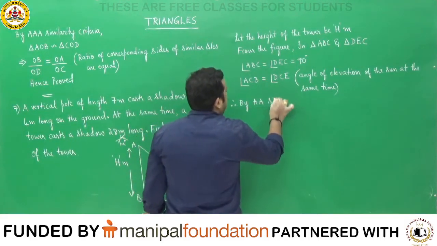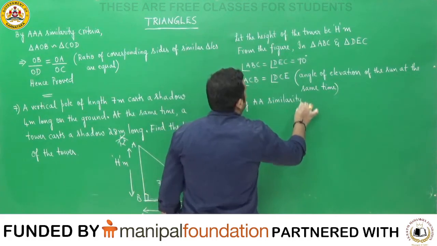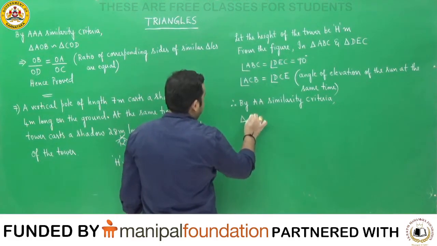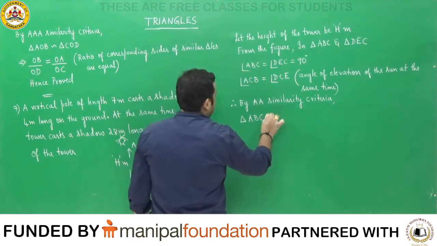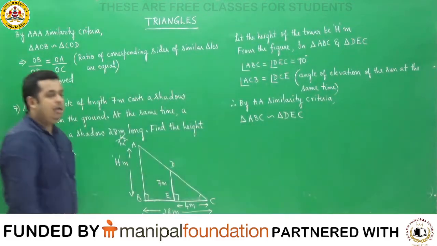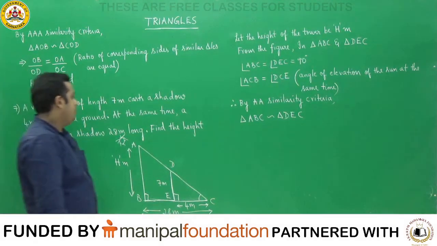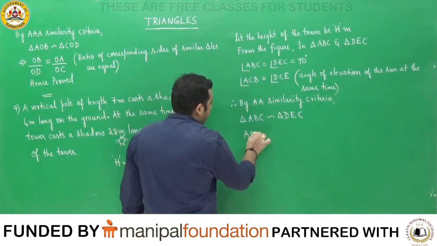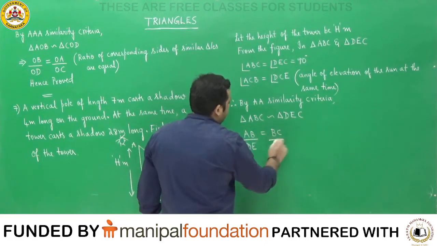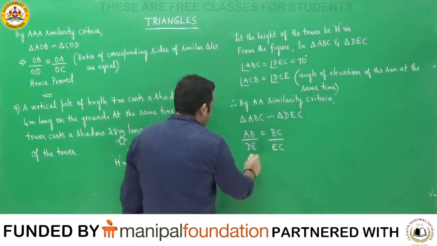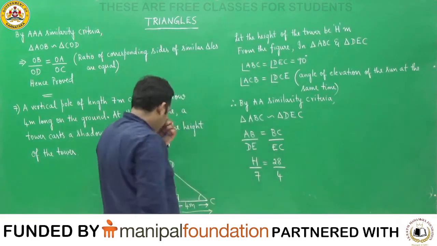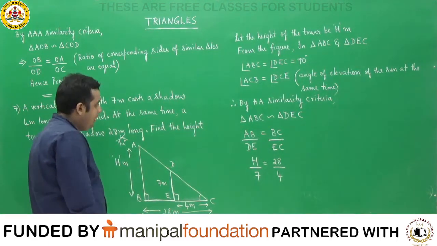Therefore, by the angle similarity criteria, I can come to the conclusion that triangle ABC is similar to triangle DEC. So AB by DE equals BC by EC. So H by 7 is equal to 28 divided by 4.